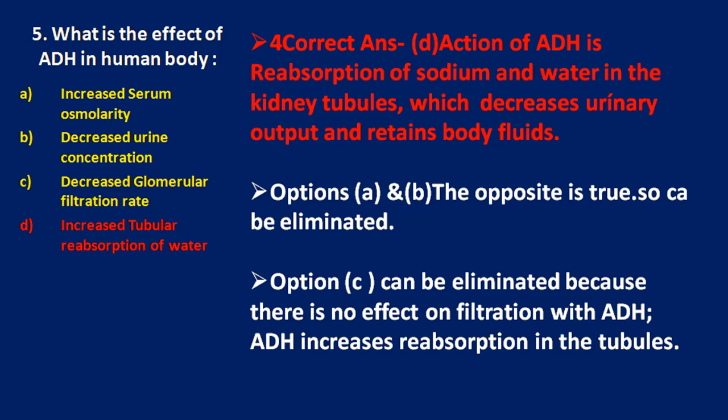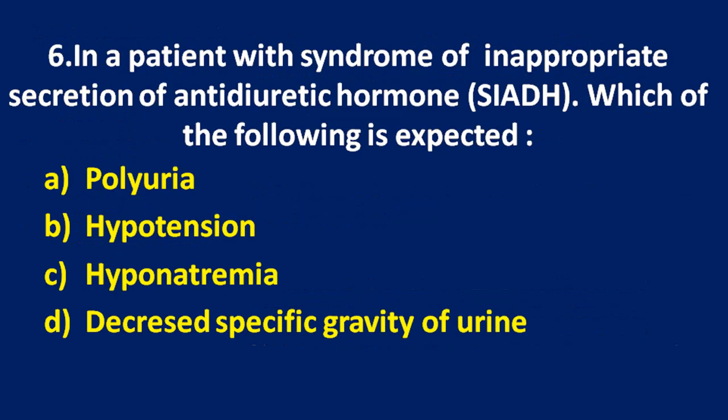ADH doesn't affect the glomerular filtration rate. It only increases the reabsorption of water and sodium from the tubules. Sixth question. In a patient with syndrome of inappropriate secretion of antidiuretic hormone, SIADH, which of the following is expected?